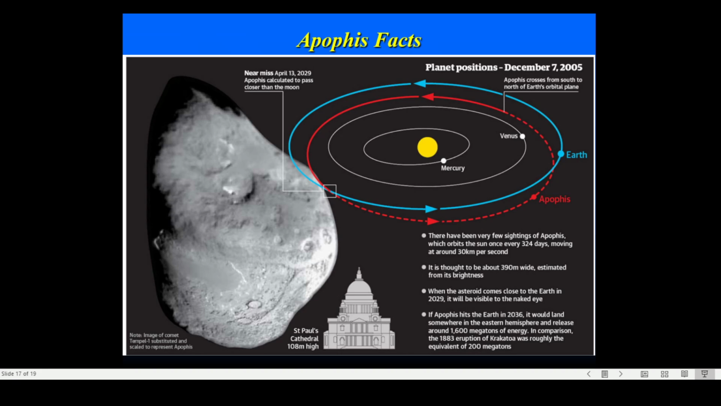So if it actually hits Earth in 2036, we're not exactly sure where it would land, and I'll show you that in our next slide here. But it would not be good. It would be the equivalent of about 1,600 megatons, which is many times more powerful than both of the atomic bombs dropped in Hiroshima and Nagasaki. In fact, one of the most violent explosions or eruptions on Earth was the eruption of the Krakatoa volcano in the South Pacific, and it would dwarf that.